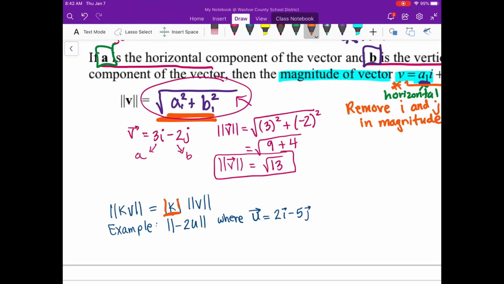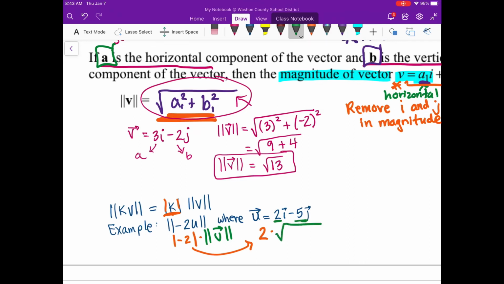Okay. All right, so what this breaks up into first is k, the scalar, is always going to be the absolute value. That's what these 2 bars mean. One set of bars means absolute value. 2 sets of bars means magnitude. Okay, so if I were to rewrite this, I would say that I'm finding the absolute value of the k, so -2, and then I'm multiplying it by the magnitude of my vector, in this case u. So the absolute value of negative 2 is just going to be 2, okay?